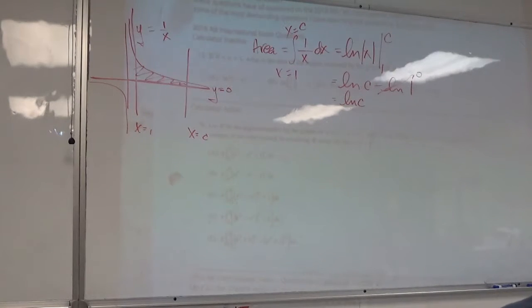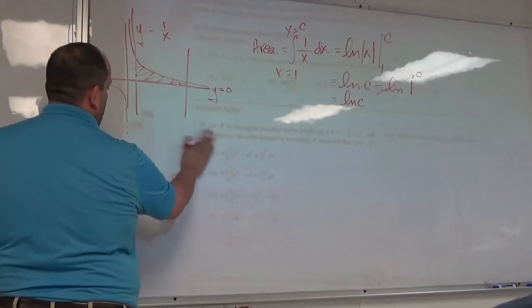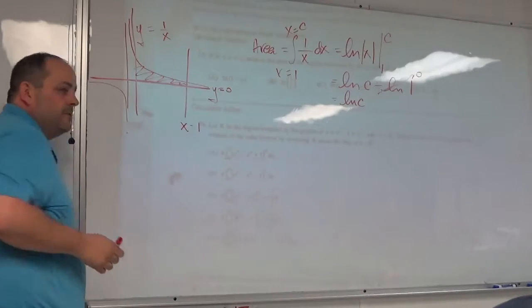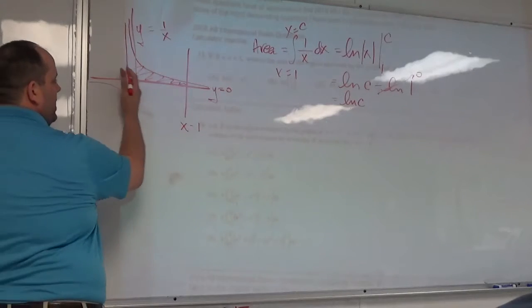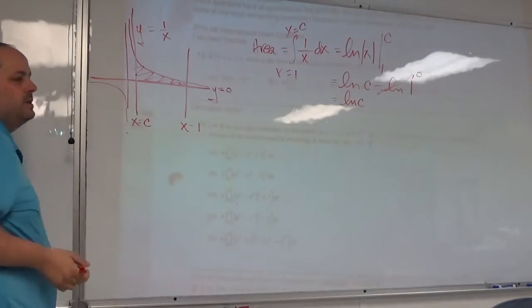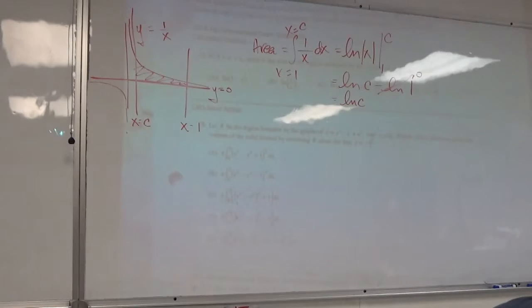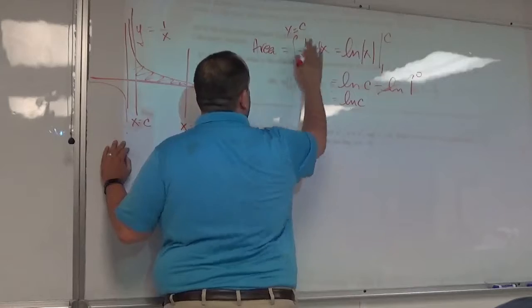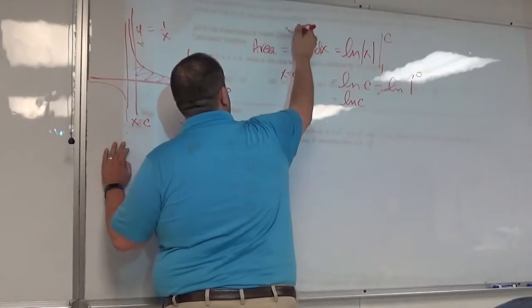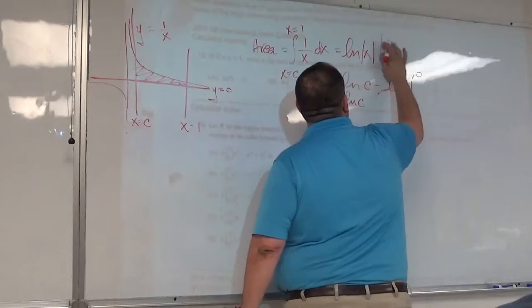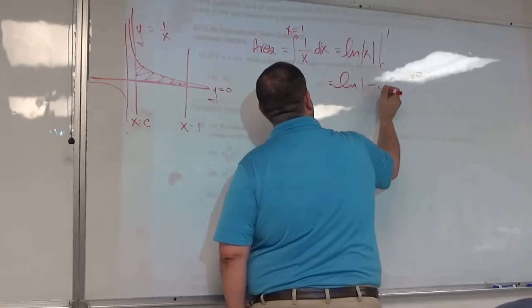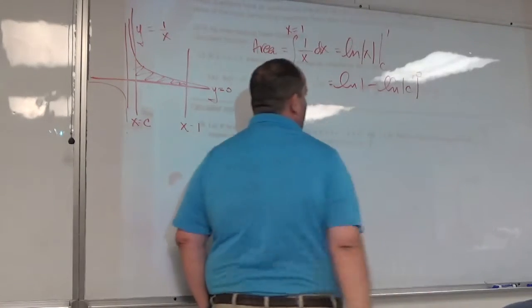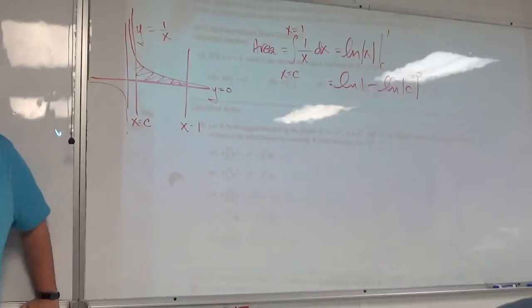What do we know about c? c is smaller than 1. So if this vertical line represents x equals 1, where's c? Somewhere between 0 and 1, so that's x equals c. Now how does that change things? That means my limits of integration are different. We're going to go from c to 1. And when you do the plug-in, you're going to get natural log of 1 minus the natural log of c.